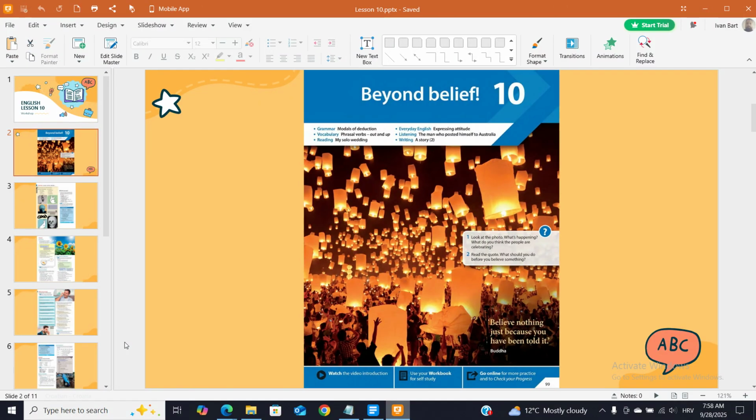1. Look at the photo. What's happening? What do you think the people are celebrating? 2. Read the quote. What should you do before you believe something? "Believe nothing just because you have been told it." Buddha. Go online for more practice and to check your progress.